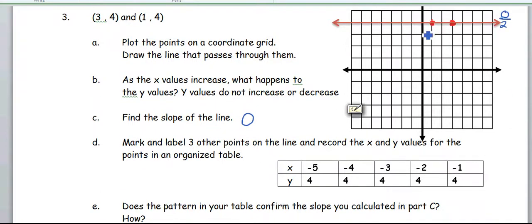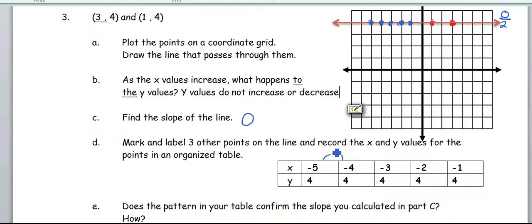So let's see, 1, 2, 3, 4, 5. The points that I chose, and I picked more than 3, I just wanted to show you here. So I've got all those. It says, does the pattern in your table confirm the slope you calculated in Part C?